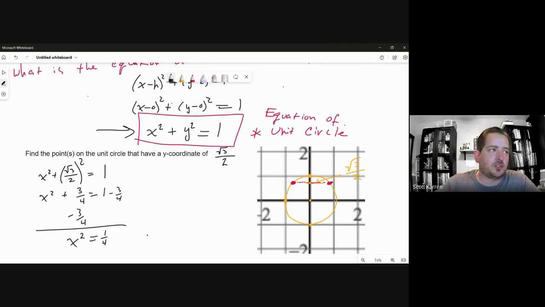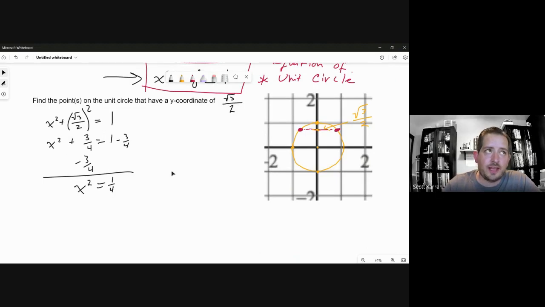And when I have x squared equals something, I take the square root, and I have to consider that there's going to be a positive and a negative root. So that's positive and negative the square root of 1/4. But I can take the square root of 1, and I can take the square root of 4. And so I get positive and negative 1/2. So then I should have 2 points. Those points are 1/2, comma, square root of 3 over 2, and negative 1/2, comma, square root of 3 over 2.